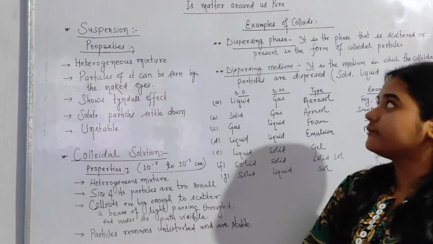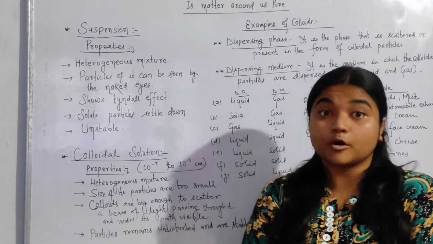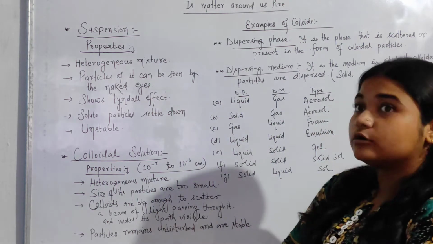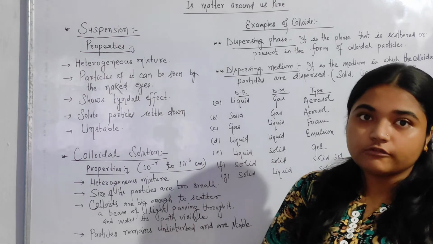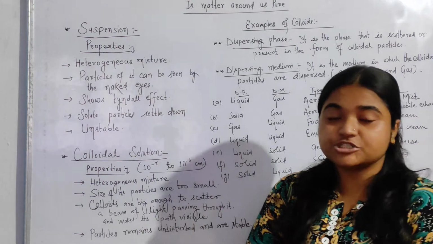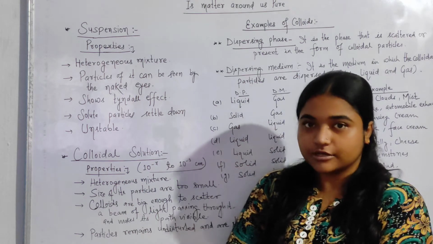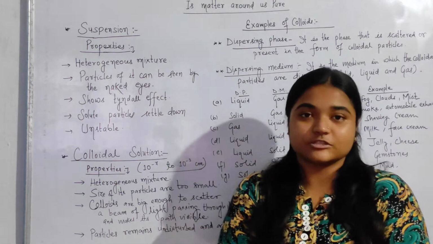In the last class we have already discussed what a solution is, what the properties of a solution are, how a solution is made, what a solute particle is, what a solvent is, etc. So today we are going to discuss suspension and colloidal solution. Okay, so let us discuss one by one. So what is a suspension at first?